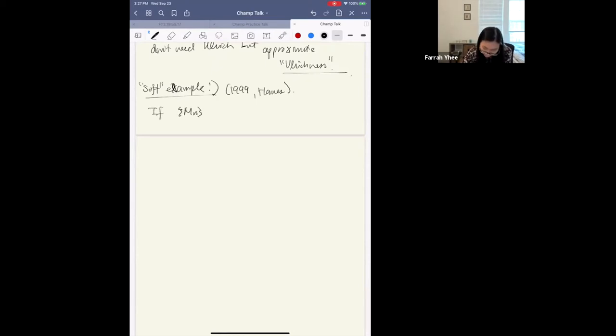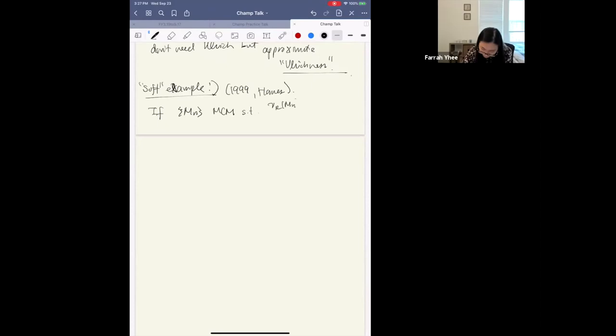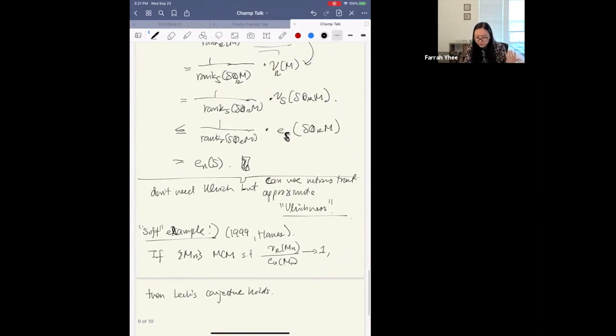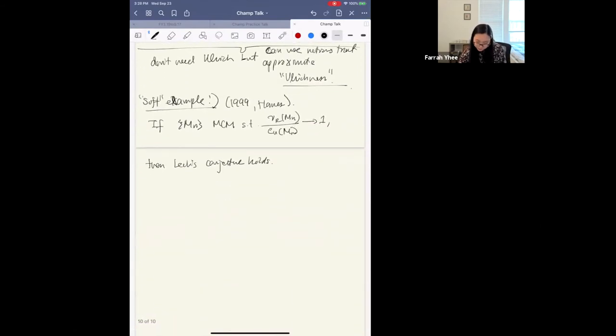If we have a sequence of MCM modules such that the number of generators over the multiplicity of each M_n goes to one, so as n gets bigger and bigger, I'm getting closer and closer to something that's looking more and more Ulrich, then Lech's conjecture holds. And basically the proof is pretty much exactly the same as this proof. It's super similar, so I'll just leave that as an exercise.